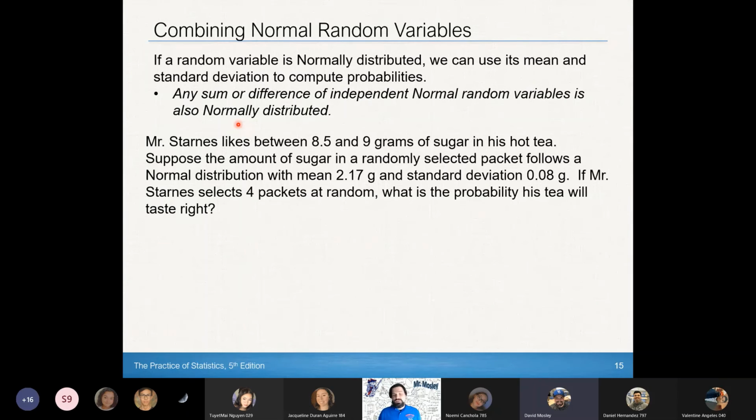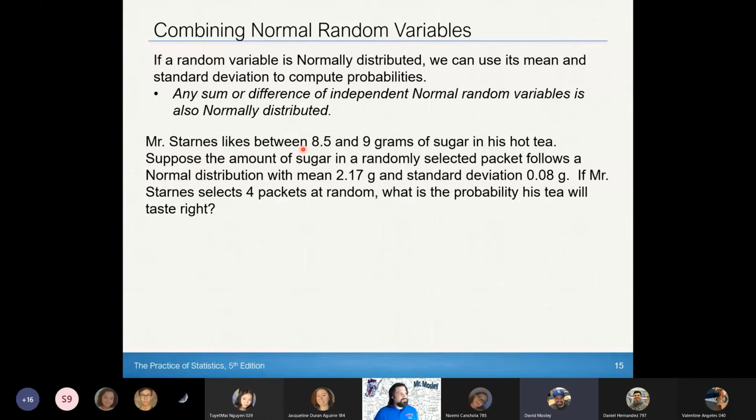And this makes sense, because as we've seen in our previous examples, shape stays the same no matter what we're doing. How we're transforming doesn't change the shape. When we combine normal things, they stay normal.